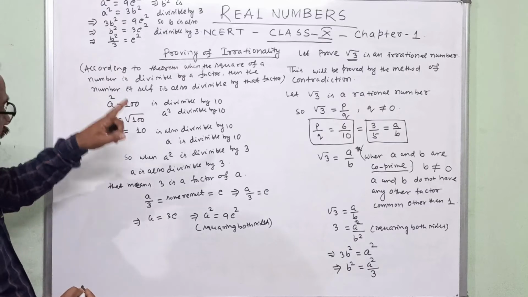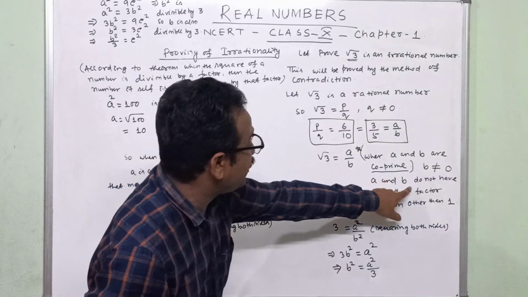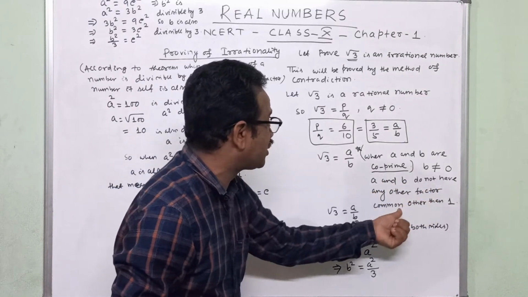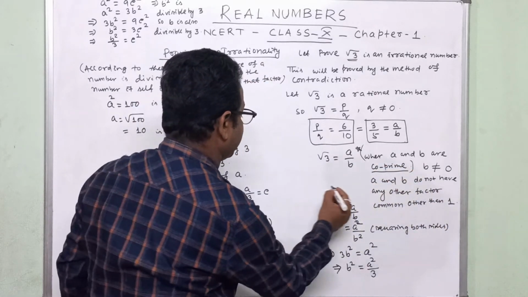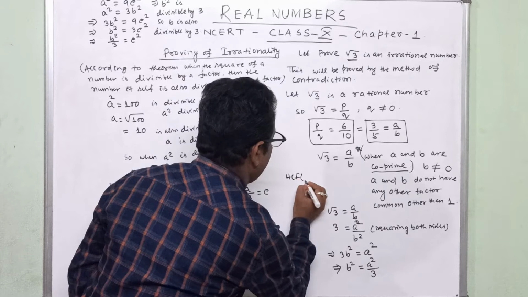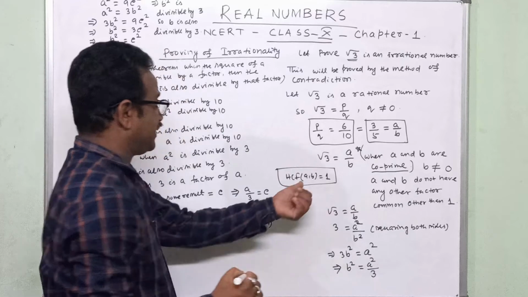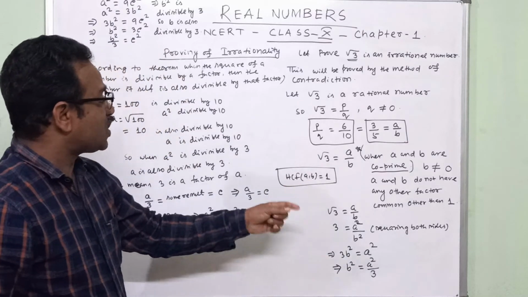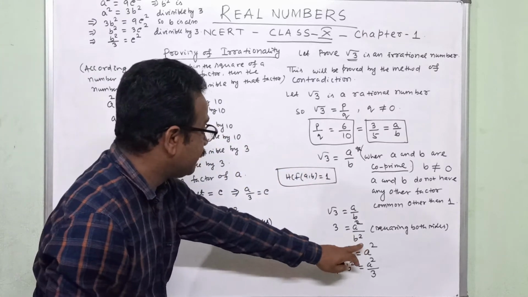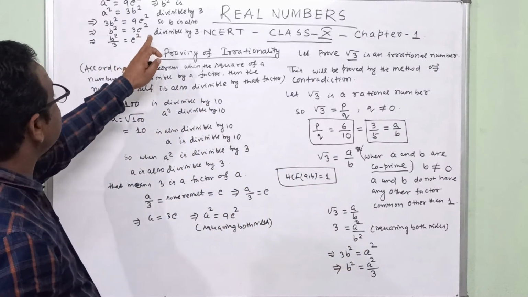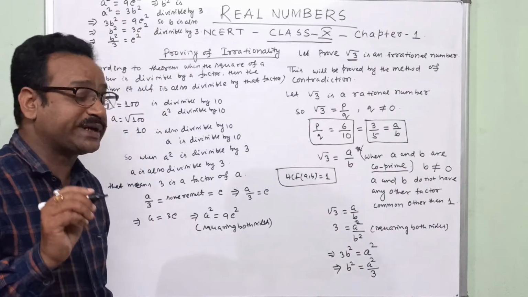Now here we have taken, see the contradiction, a and b do not have any other factor common other than 1. When a and b are co-prime, HCF of a and b is equal to 1. But when HCF of a and b is equal to 1, we are getting A, 3 is a common factor. B, 3 is a common factor. That means 3 is a common factor for both A and B.